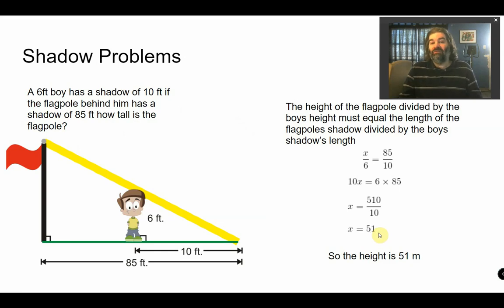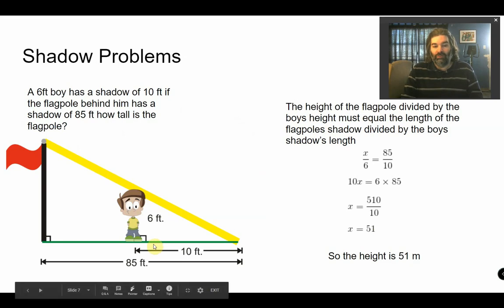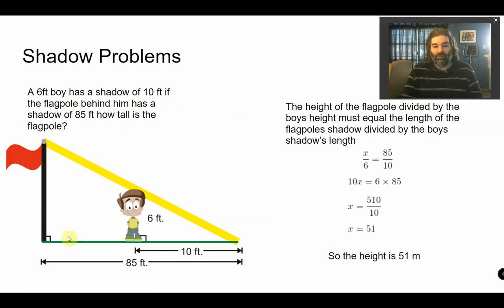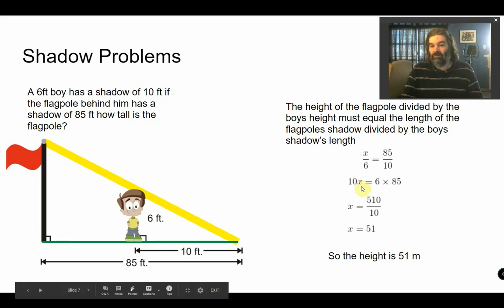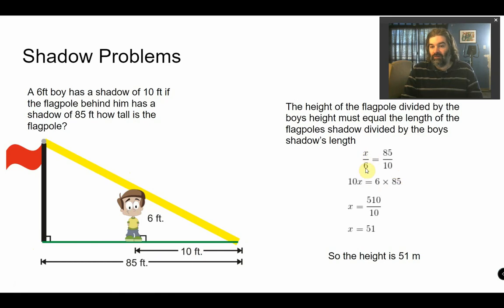The best example of this is what we call the shadow problems, where you have, for example, a 6-foot boy with a shadow of 10 feet and a flagpole with a shadow of 85 feet, and you want to know how tall the flagpole is. Exactly the same. The height of the flagpole divided by the height of the boy, so big triangle, little triangle, must be the length of the big shadow divided by the length of the little shadow. Cross multiply: 10 times x is 85 times 6, which is 510. Divide by the 10 in front of the x, and you get 51 feet.